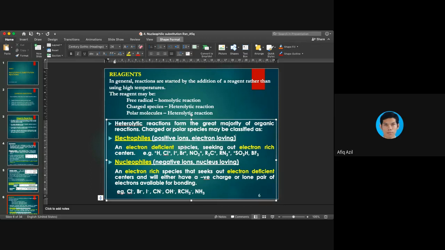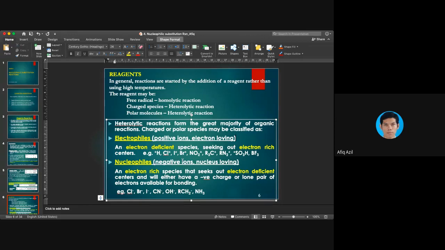So electrophiles can be more accurately defined as electron deficient species. So it lacks electrons. If you draw BF3 in Lewis structure, you will notice that the boron in the middle does not have the octet arrangement. It still lacks two electrons. So this is considered to be an electrophile. But most of them are positively charged.